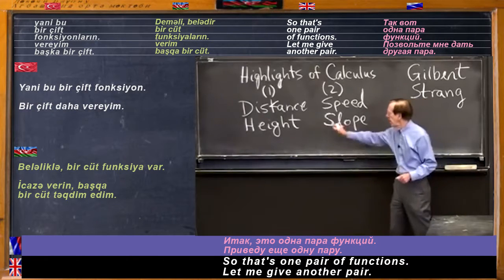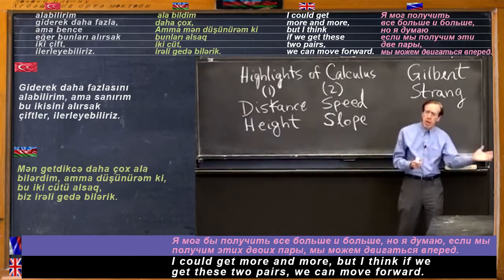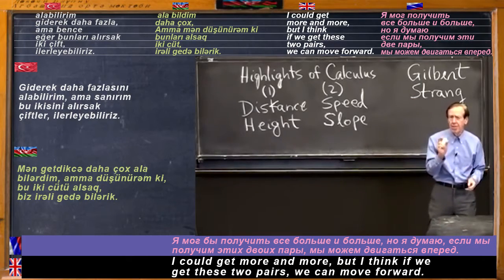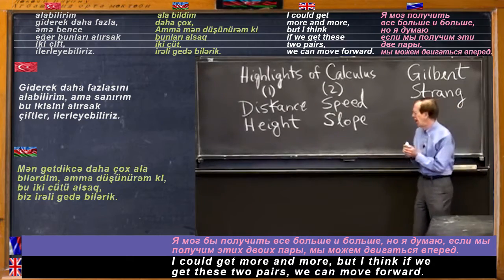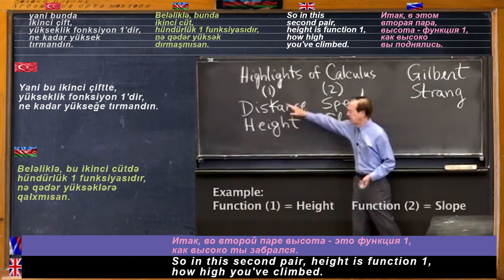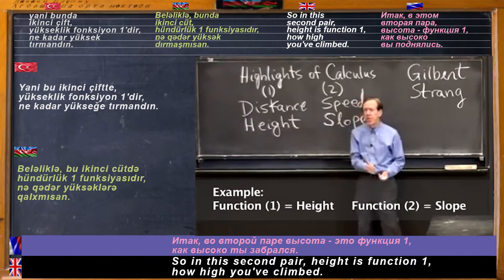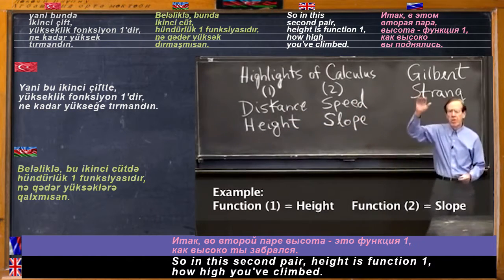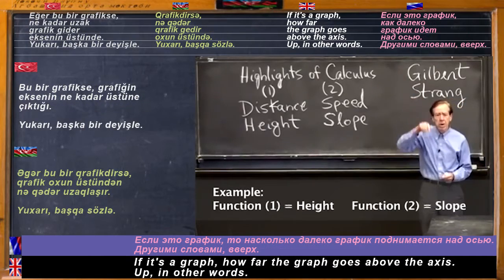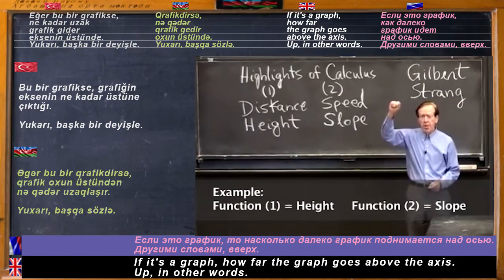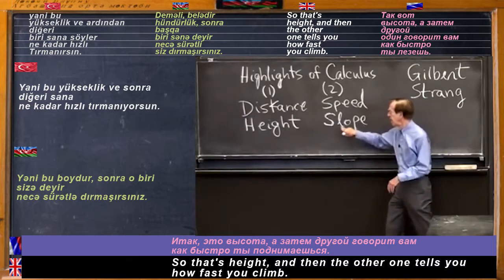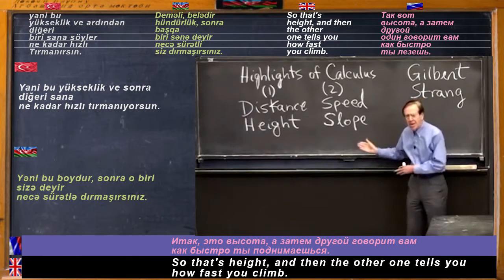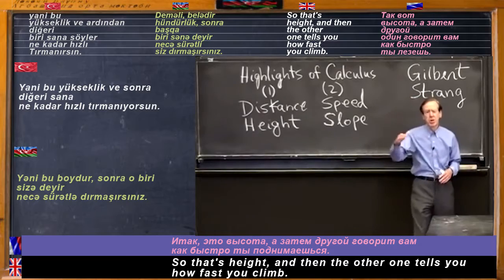Let me give another pair. I could give more and more, but I think if we get these two pairs, we can move forward. So in this second pair, height is function 1. How high you've climbed, if it's a graph, how far the graph goes above the axis. Up, in other words. So that's height, and then the other one tells you how fast you climb.